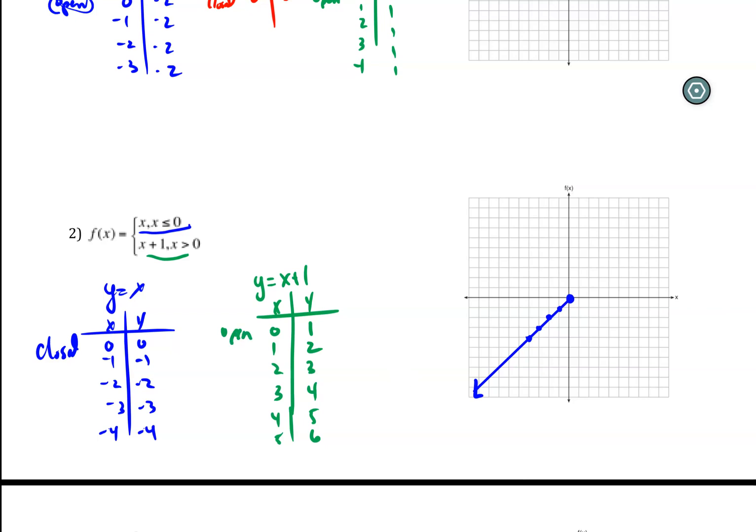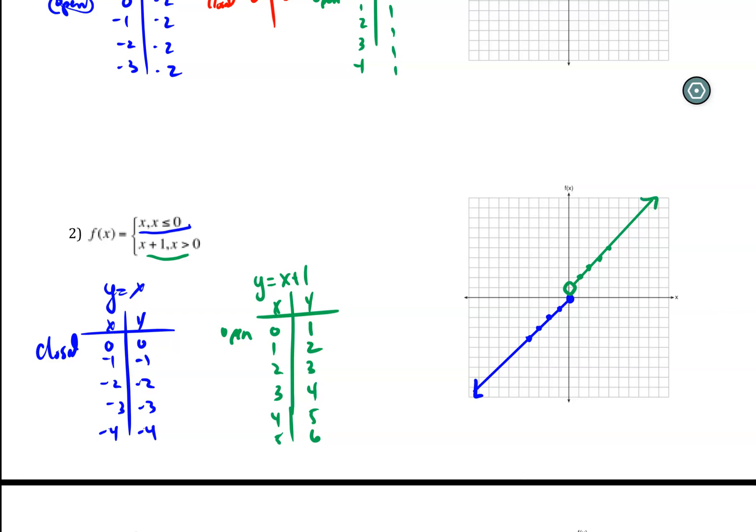So now I'm going to go 0, 1, have an open circle there. 1, 2, 2, 3, 3, 4, 4, 5, and so on and so forth. And I can now connect them. That's going to look like this. And again, don't forget to put your arrow.